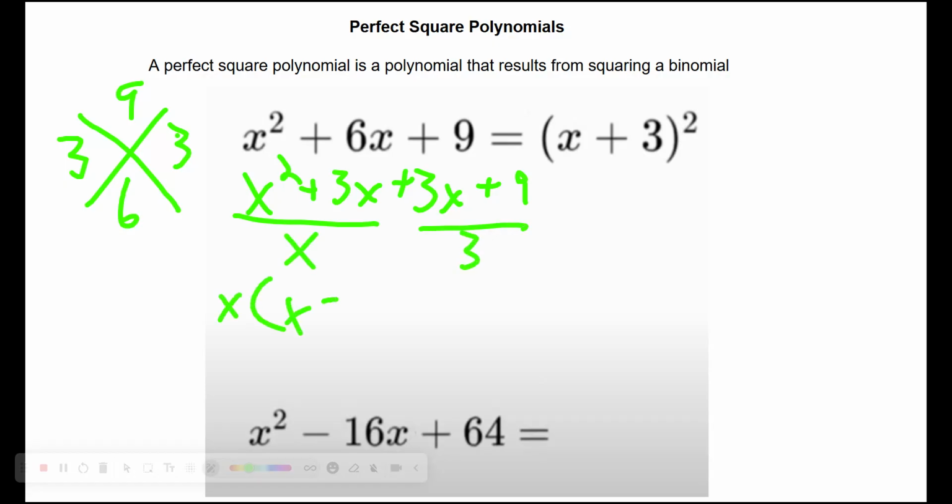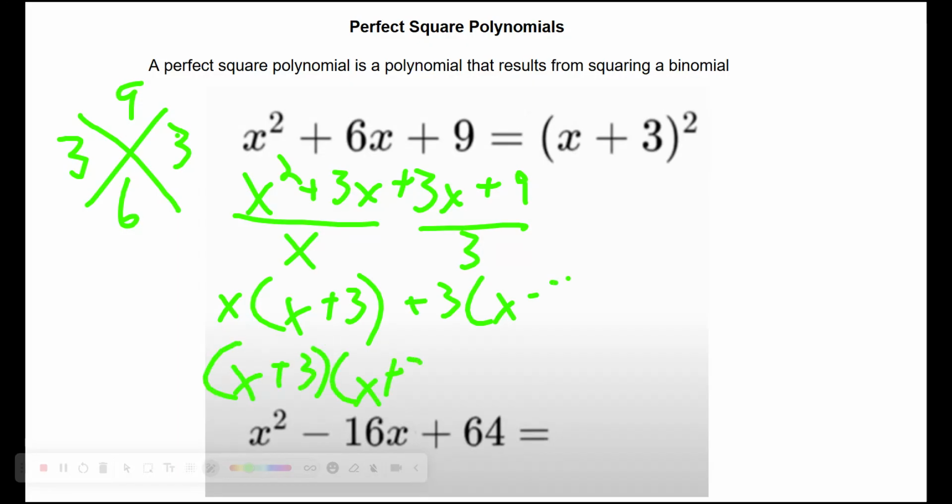If I group those, take an x out of here, take a 3 out of here, I'm left with x times x plus 3 times x plus 3. And I'm left with x plus 3 and x plus 3, which equals x plus 3 squared. Great. There's also a bit more of a shortcut we can use for that. x squared plus 6x plus 9 here, we just proved that it's x plus 3 times x plus 3.